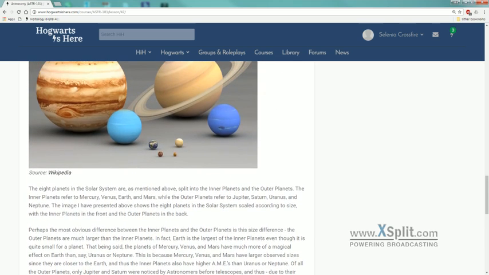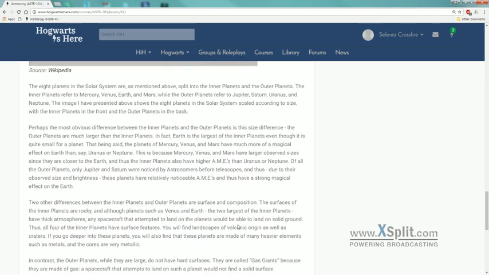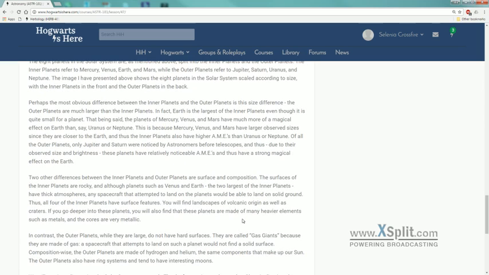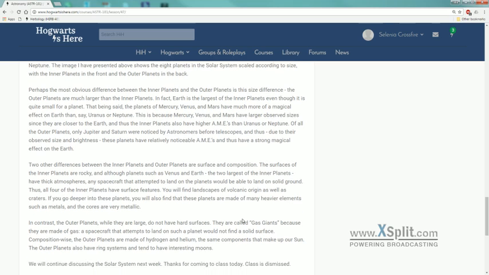This is because Mercury, Venus, and Mars have larger observed sizes since they are closer to the Earth, and thus the inner planets also have higher AMEs than Uranus or Neptune. Of all the outer planets, only Jupiter and Saturn were noticed by astronomers before telescopes, and thus, due to their observed size and brightness, these planets have relatively noticeable AMEs, and thus have a strong magical effect on the Earth.